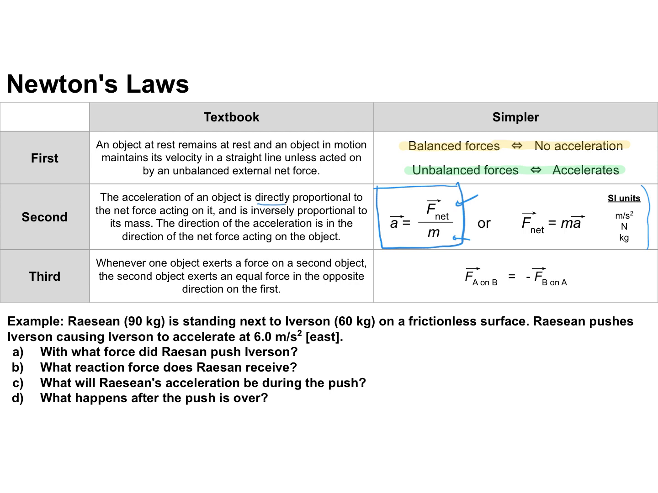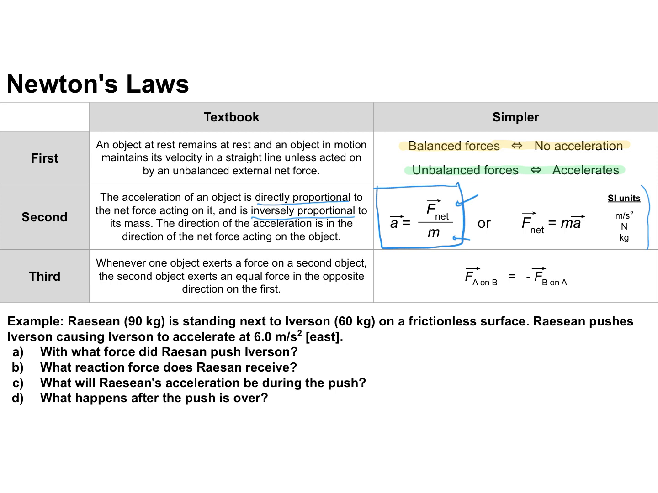That's essentially what the words directly proportional and inversely proportional mean. So like the net force is in the numerator and the mass is in the denominator when you're equating it to the acceleration, a.